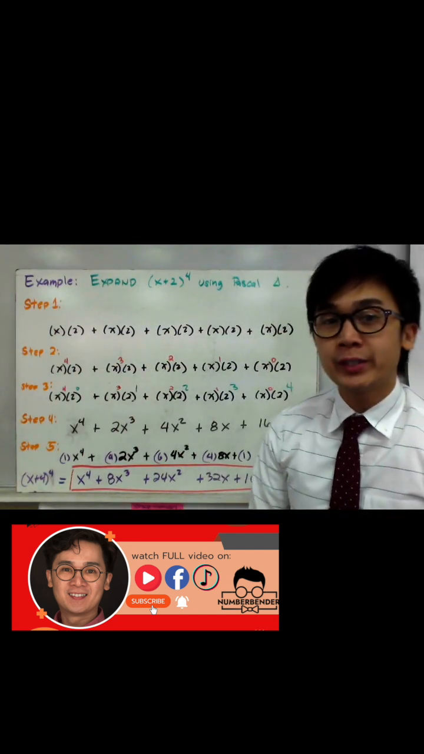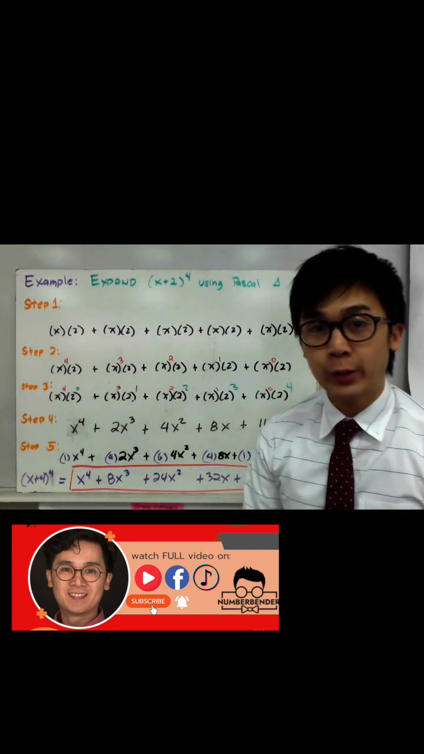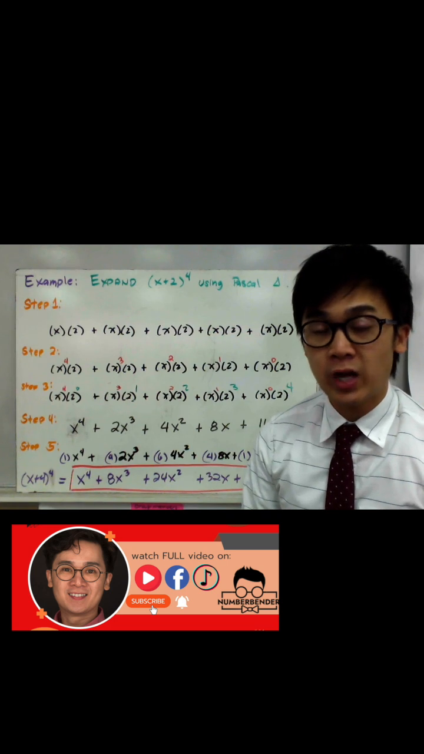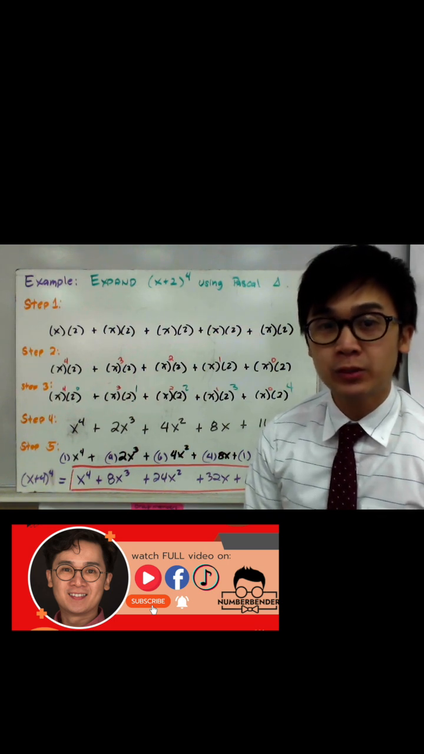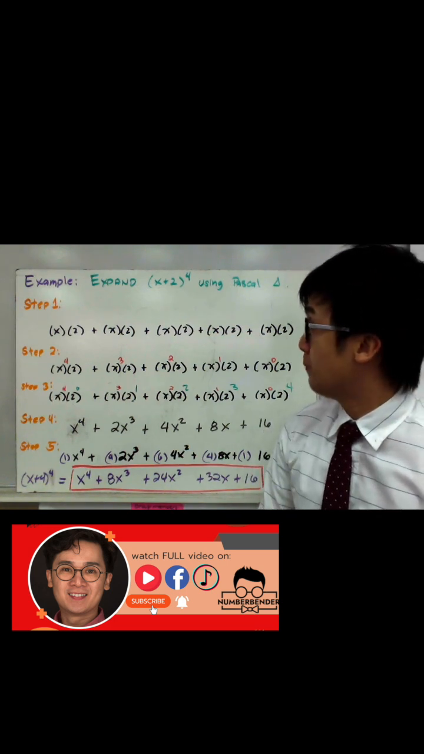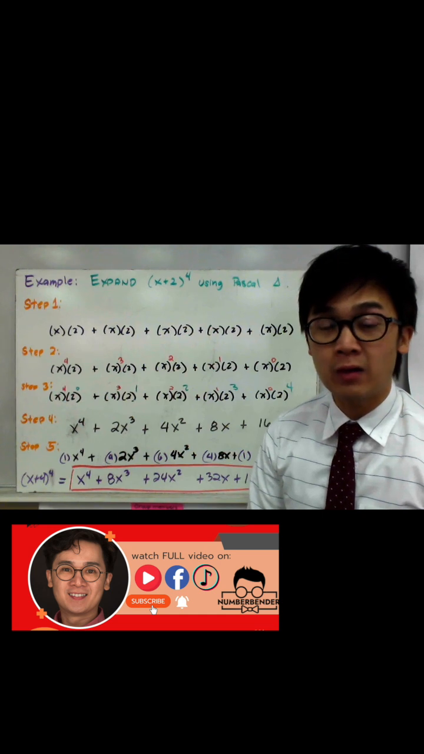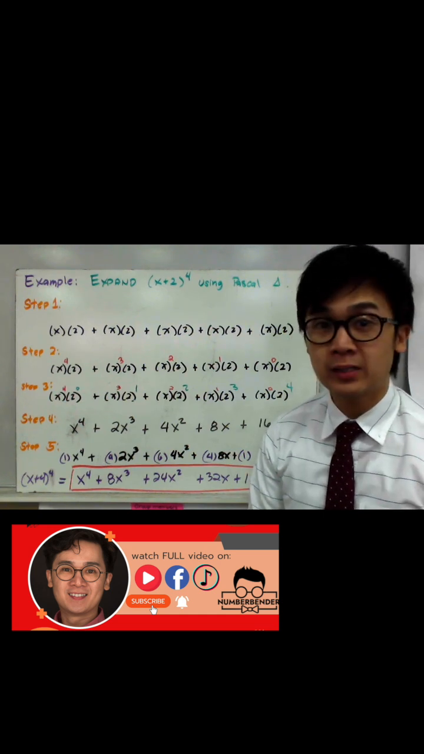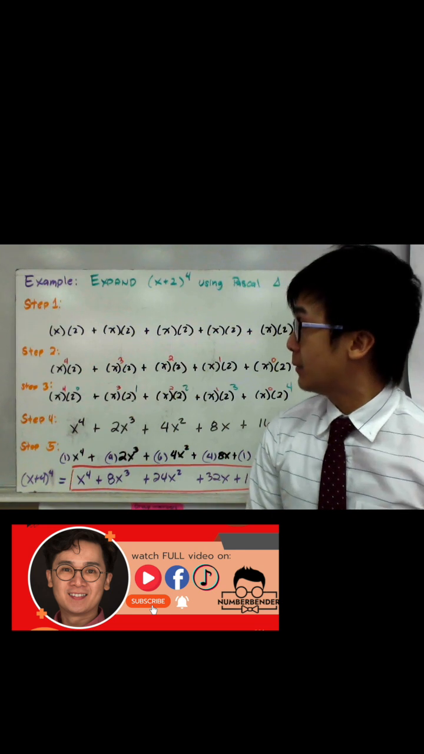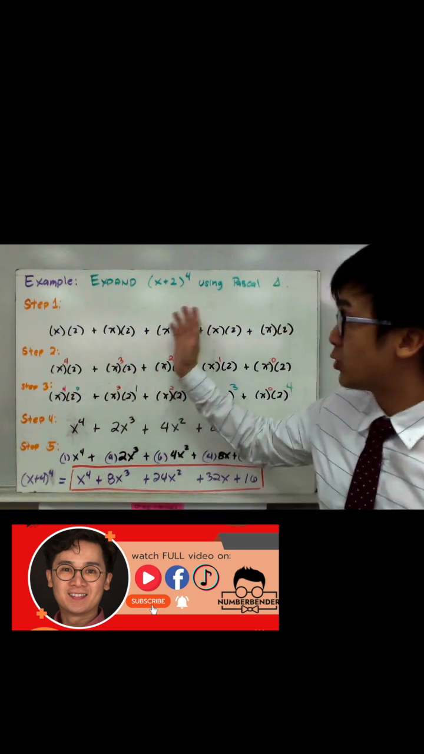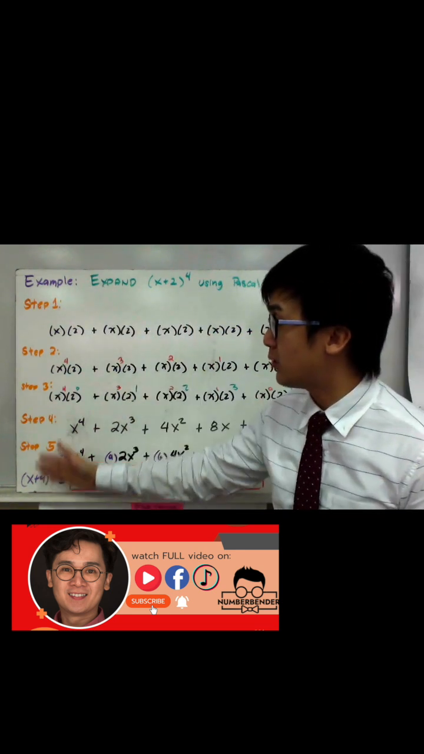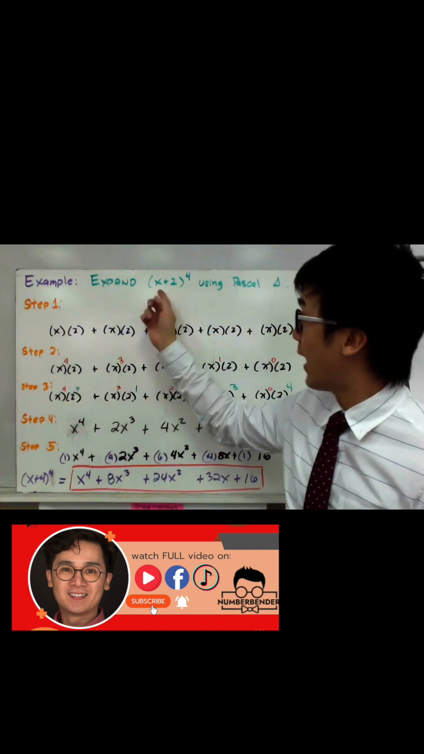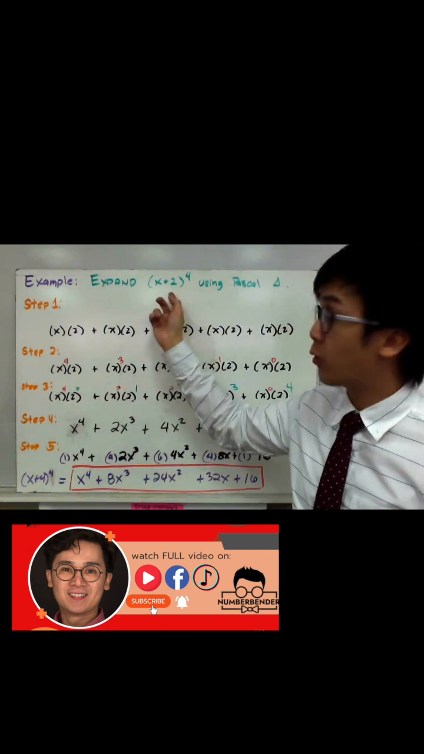So this is our first example on how we expand our binomial using Pascal's triangle. Let's say I have x plus 2 raised to the 4th power, and if I'm going to expand it without Pascal's triangle, that means I'm going to multiply x plus 2 by itself four times. Now, to use Pascal's triangle, we're going to use a series of steps, so we don't need to FOIL x plus 2 by itself 4 times.